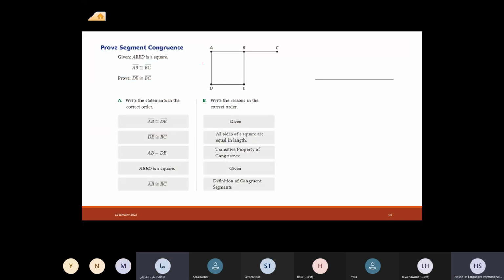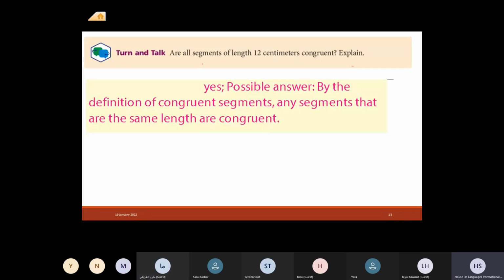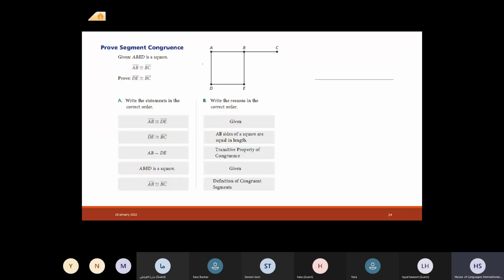Now here. Prove the segments. Now here. Prove segment congruence. Here, what do we have? We have a proof, but it's not ordered. You want to write the statements in the correct order here and the reasons in the correct order.